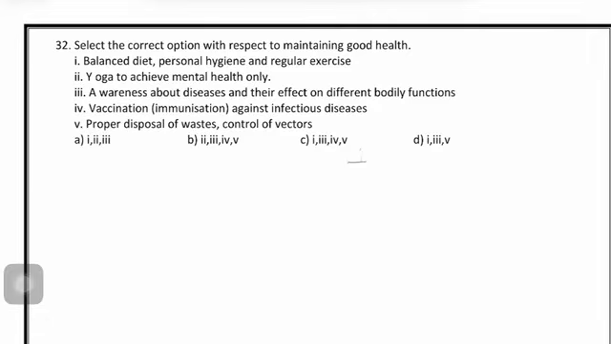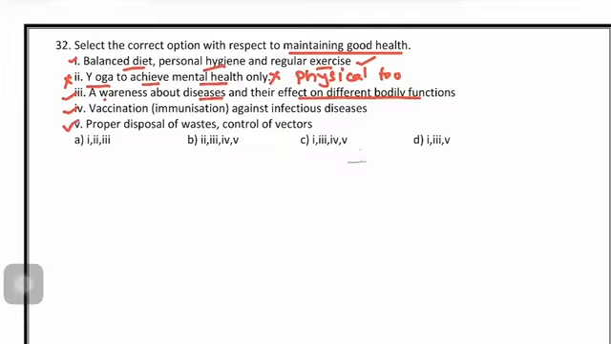Going to 32nd question. Select the correct option with respect to maintaining good health. 1. Balanced diet, personal hygiene, regular exercise. Correct. Yoga to achieve mental health only. No, it is wrong because yoga can achieve physical health too. So 1 is correct, 2 is incorrect. 3. Awareness about diseases and their effect on different body functions. Right. Vaccination against infectious disease. Correct. Proper disposal of waste and control of vectors. Correct. So answer should have option 1, 3, 4, 5. Answer is option C.